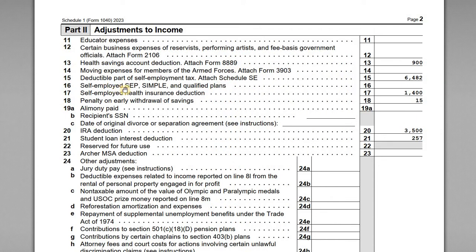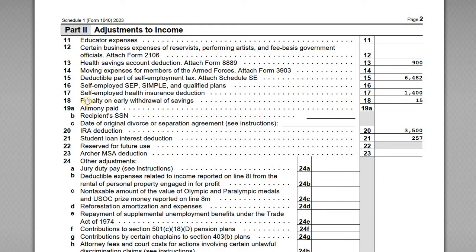Self-employment tax on line 15. So Schedule SE goes along with the Schedule C for the taxpayer. Net profit from self-employment is subject to ordinary federal income tax, and it's subject to the self-employment tax. So Schedule SE had to be completed for this taxpayer, and he ended up owing $6,482 in self-employment taxes, that is.